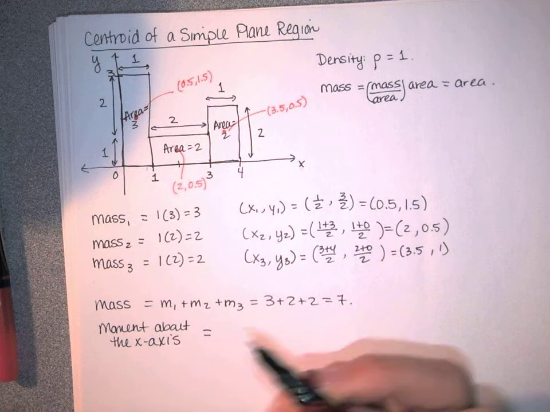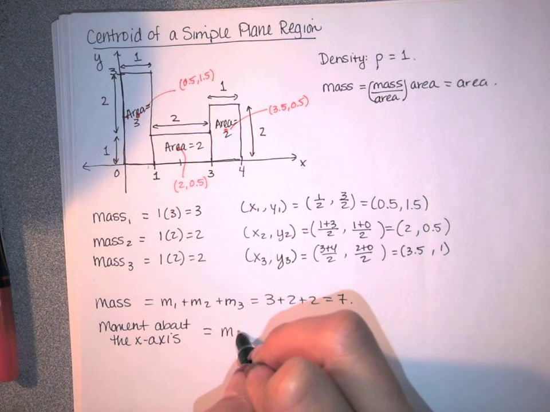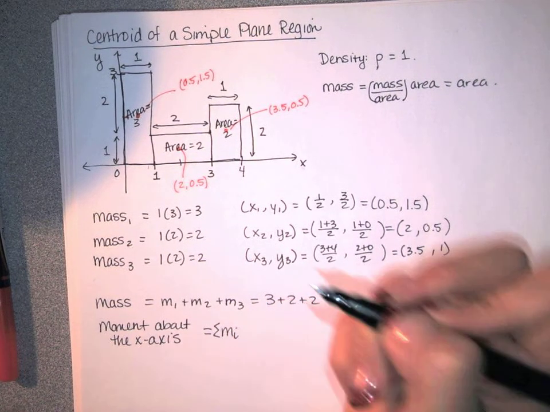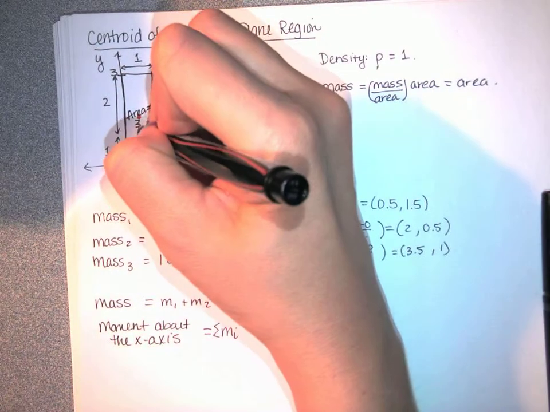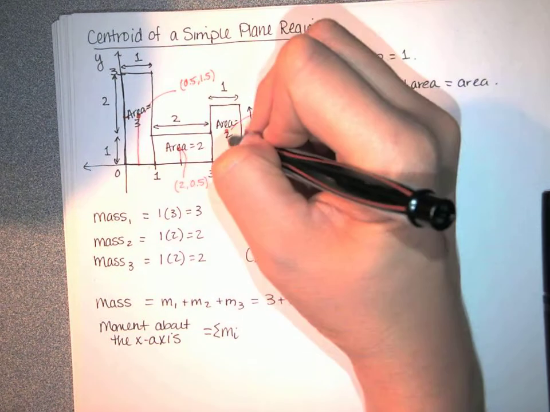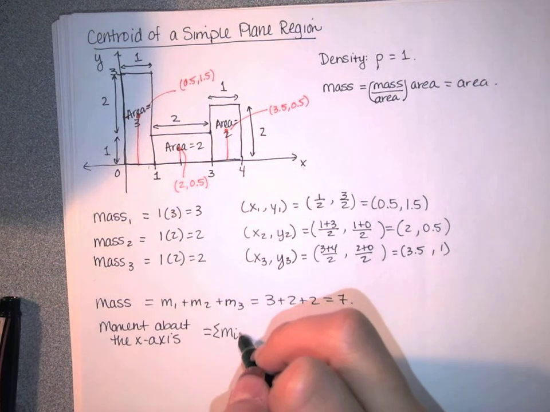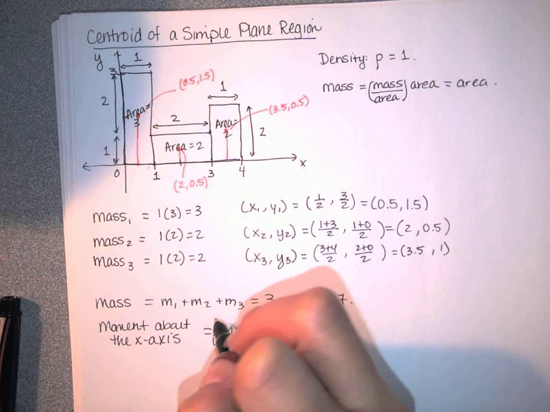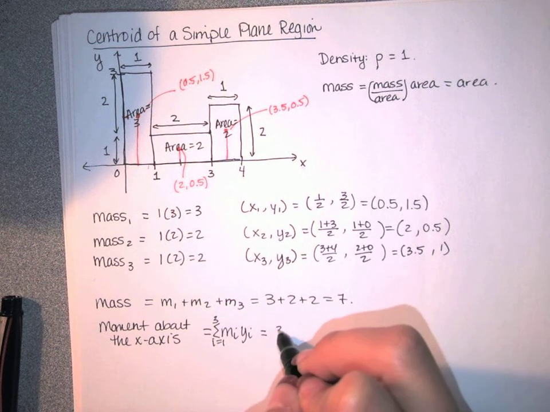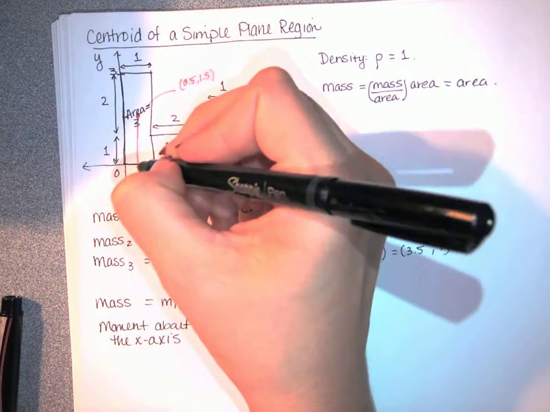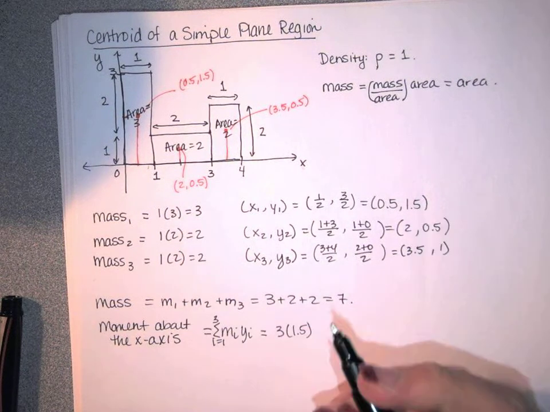That comes from taking the mass of each of those and multiplying by the distance to the x-axis in each case. The distance to the x-axis in each case is going to be the y values, for i equals 1 through 3, because we only have 3 rectangles. So I have the mass of the first one, which is 3, times that y value, which is 1.5. Or if you prefer, you could do 3 times 1.5.